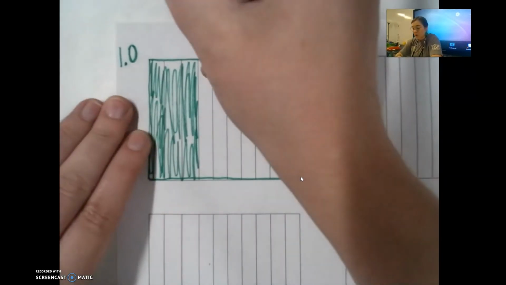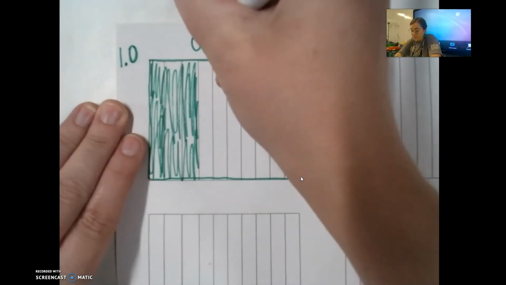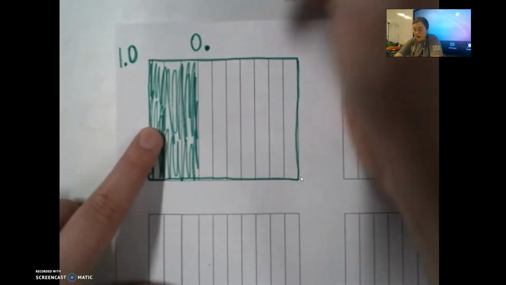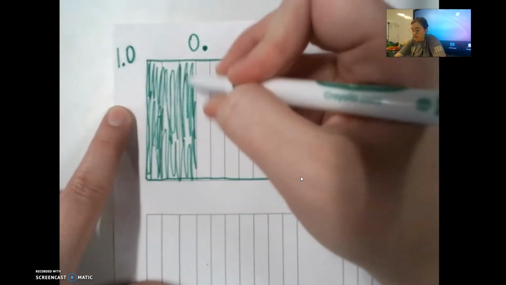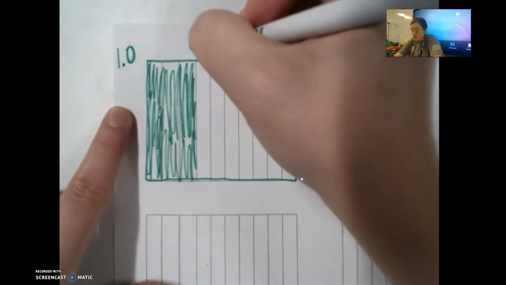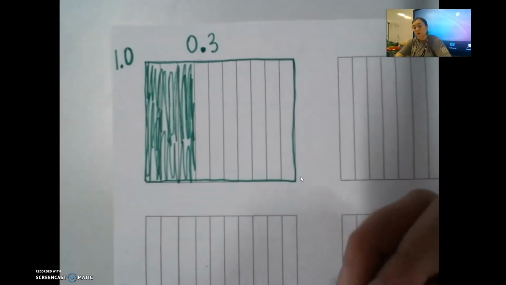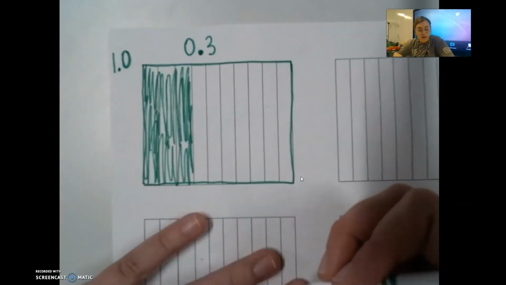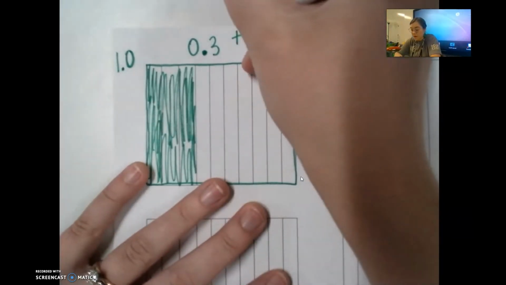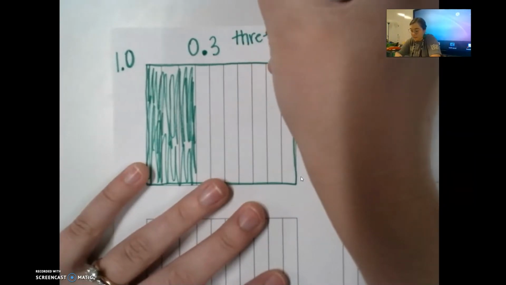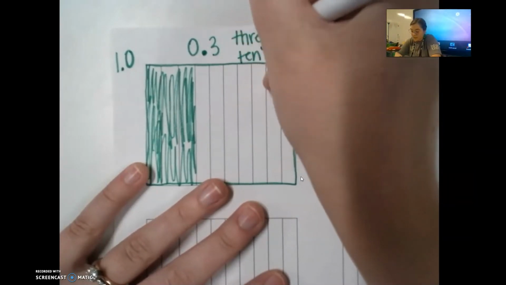So we know we can write our 0 and our decimal. And I have how many shaded in? 1, 2, 3. So that's 3/10. That is how you represent 3/10. So a lot of you were asking me also the other day how to write that in word form. And we write 3/10 like this.